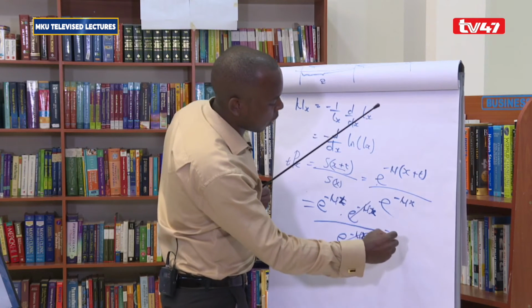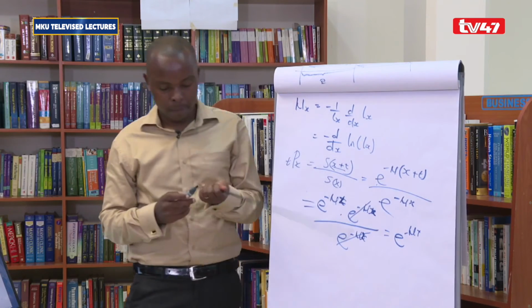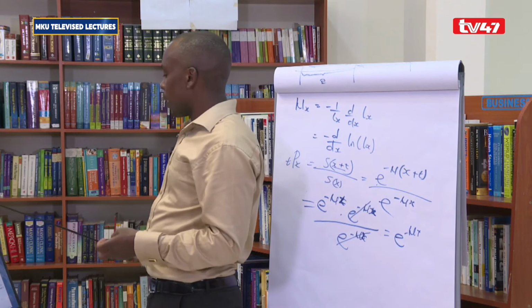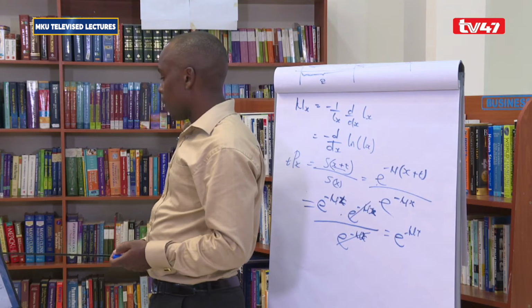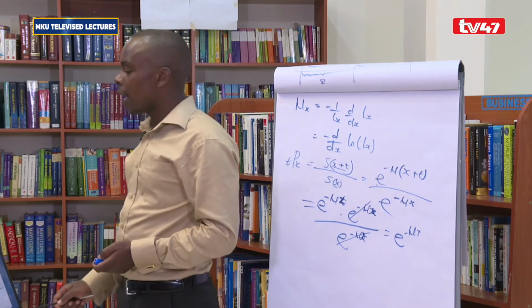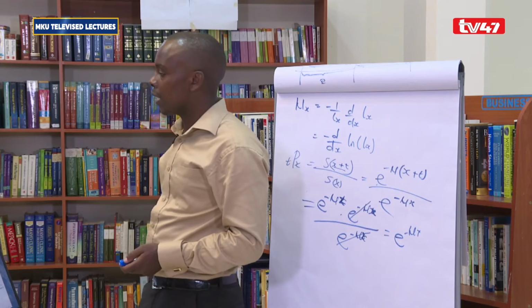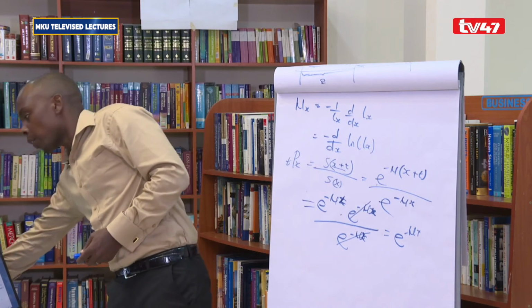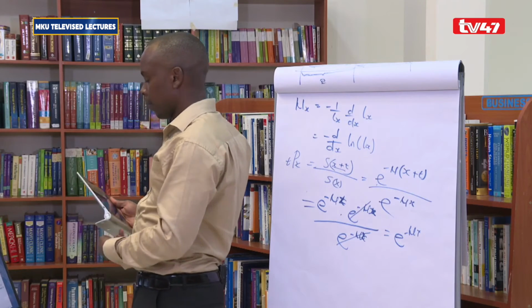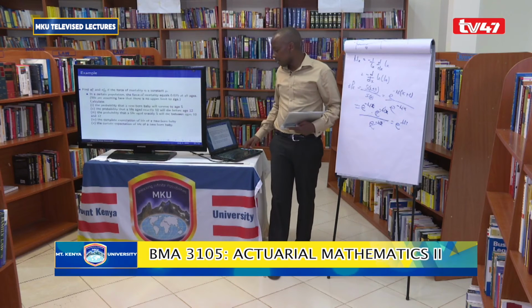So that cancels out, and we have e to the negative mu t. I want us to look at some two questions and see how the given constant force of mortality can be expressed. But before we can do that, I want us to prove a theorem or an expression that you mentioned.